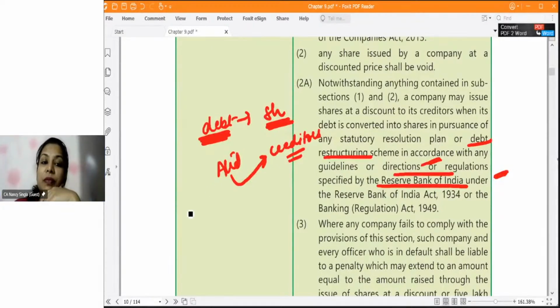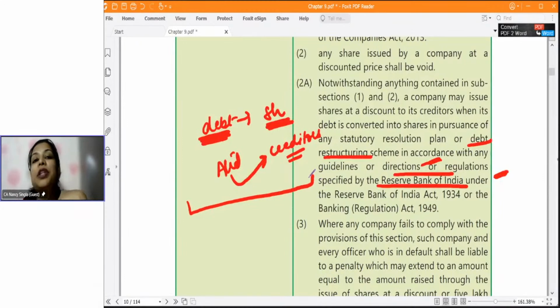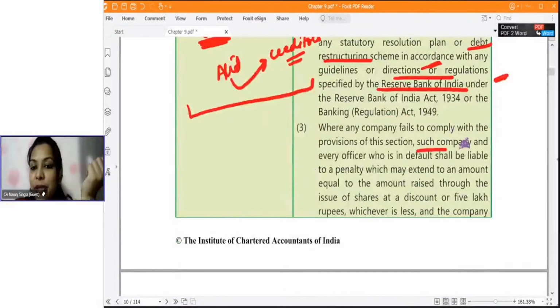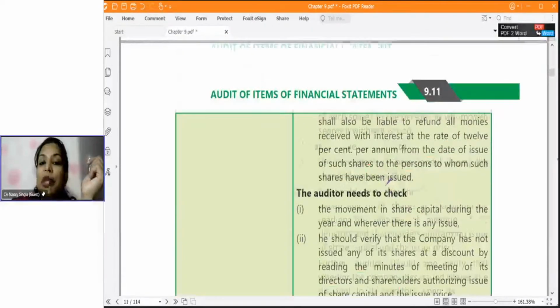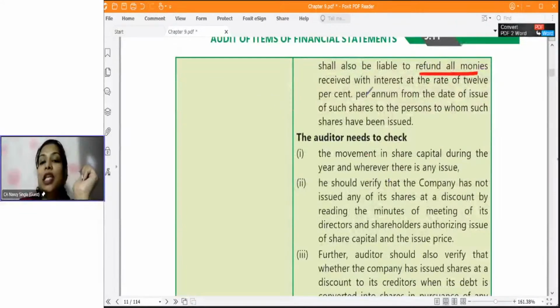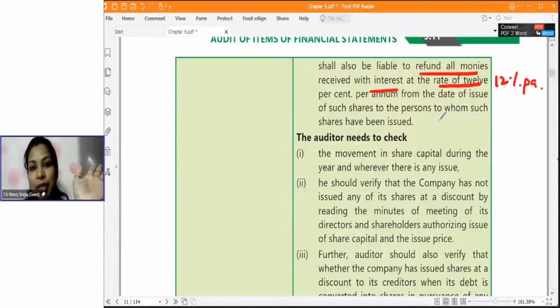Further, where the company fails to comply with the provisions of section 53, then such company and every officer who is in default shall be liable to a penalty which may extend up to rupees 5 lakhs or the amount of issue of shares, whichever is less. Further, the company shall be required to refund all the monies along with interest at the rate of 12% per annum from the date of issue of such shares. Simple है ना? तो section 53 में हमें क्या क्या ध्यान में रखना है?